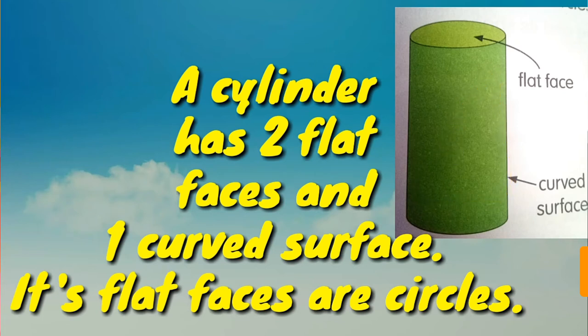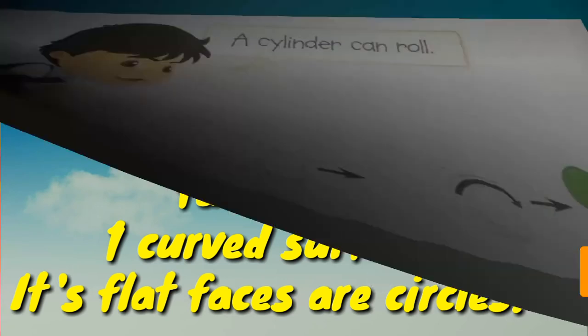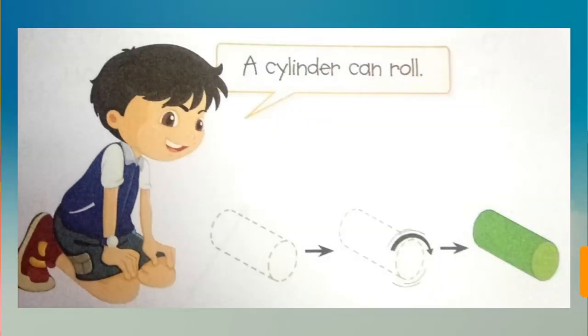Its flat faces are circles. When we observe the flat faces of a cylinder, we see that they are circle in shape. So it has two flat faces and one curved surface. A cylinder can roll. Yes, very good. A cone can also roll, but a cube and a cuboid do not roll.